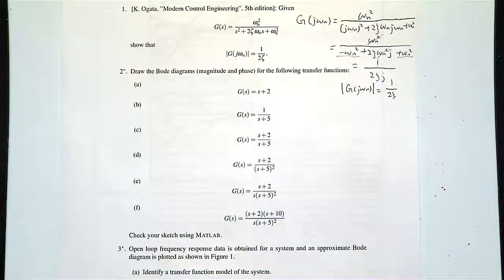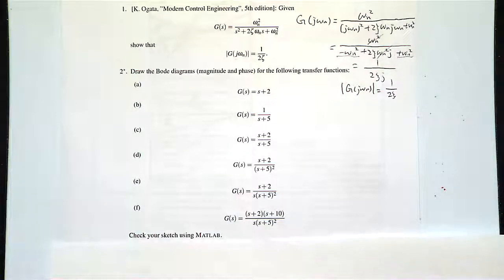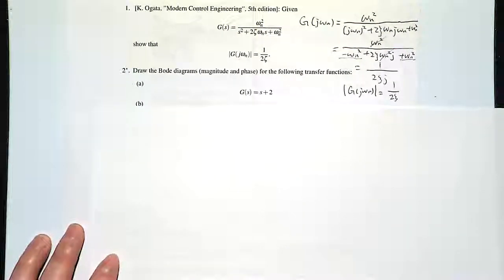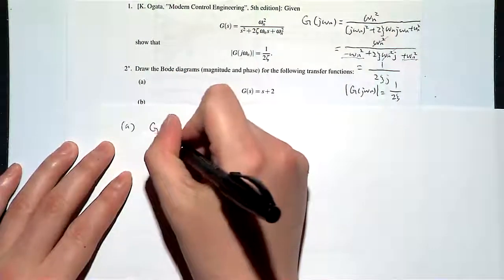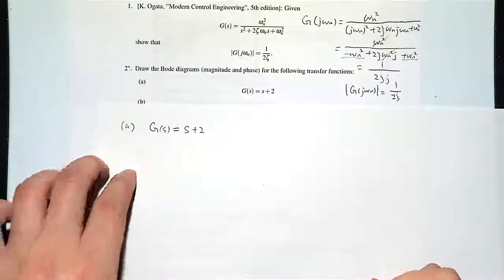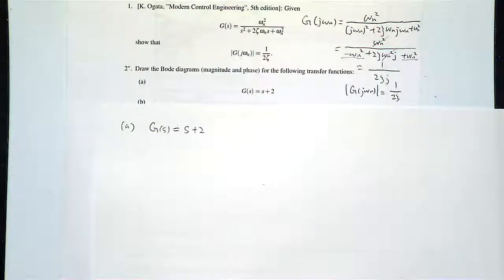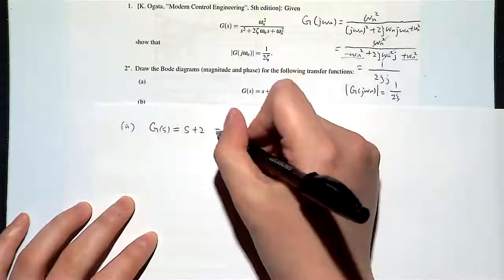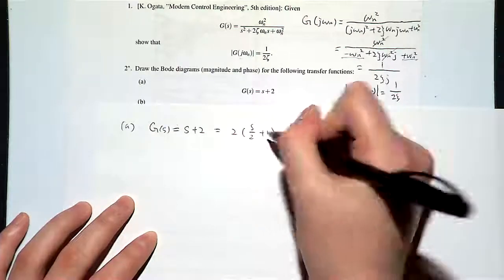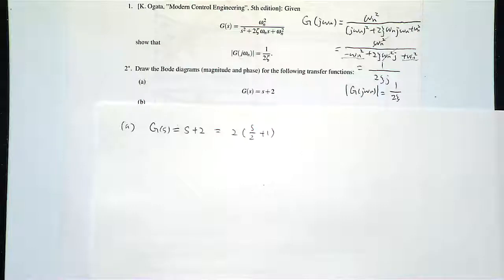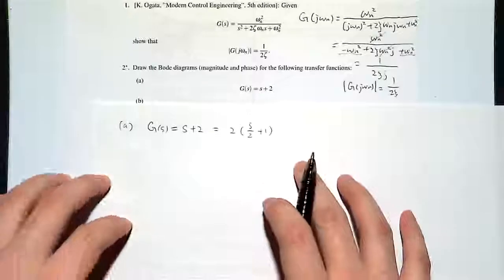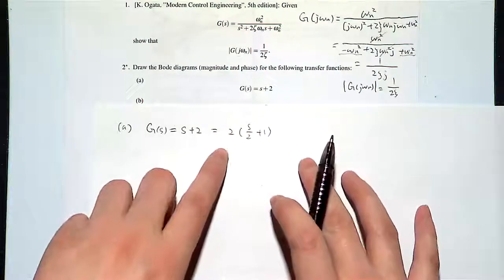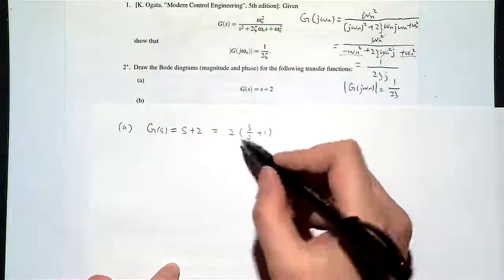In question 2, it asks us to sketch the Bode plot by hand. Alright? So starting from A. In A, we have G(s) equals s plus 2. Right? So what's the first step? The first step is to write it in the form as this. Is everyone following this? Okay. And then you can see that this is just a combination of two terms. The first one is just a constant 2, and the second one is this, right?